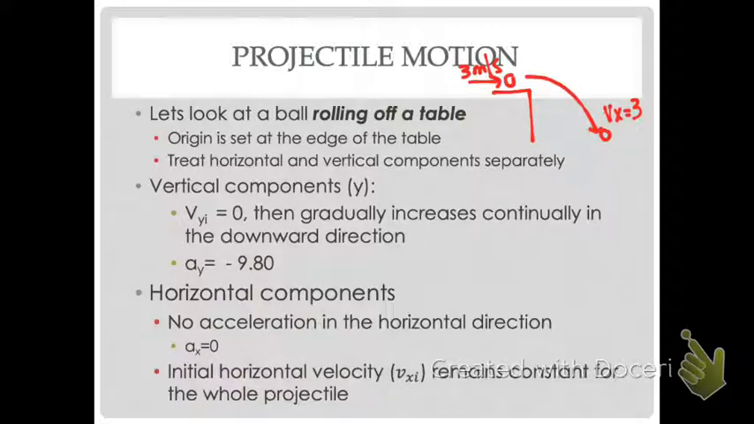If you throw a ball up, it would slow down on its way up, then it would speed up on its way down. But those two motions are identical. So theoretically, if you threw it up at 10 meters per second, it would land at negative 10 meters per second. All right? Does that answer your question?